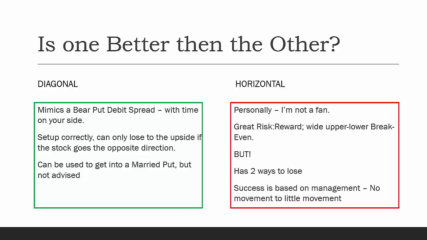Set up correctly, you can only lose to the upside if the stock moves up in price, opposite of your sentiment for the position. If it's set up correctly, you shouldn't have two break-evens. It can be used to get into a married put position, but that is not advised. We're going to cover that later on this week.